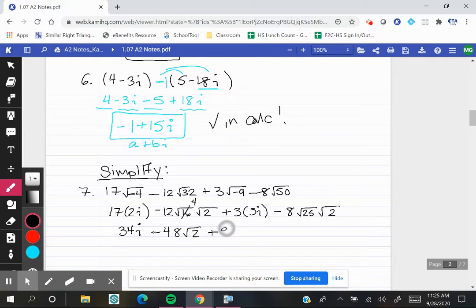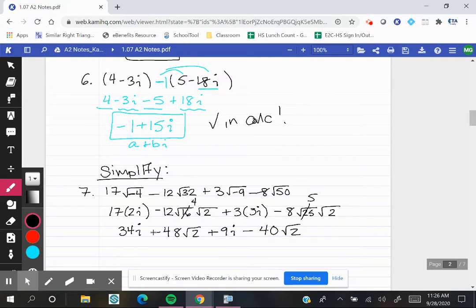3 times 3i is 9i. So it's different when you're multiplying than when you're adding. If I was adding 3 plus 3i, I wouldn't be able to do anything with that or combine anything. But since I'm multiplying, I can multiply 3 times 3i to get 9i. And 8 times 5 is going to give me 40, so negative 40 rad 2.